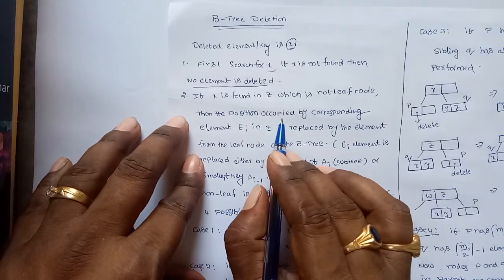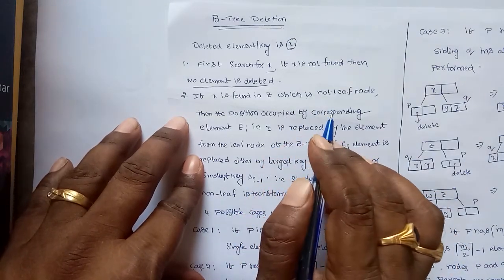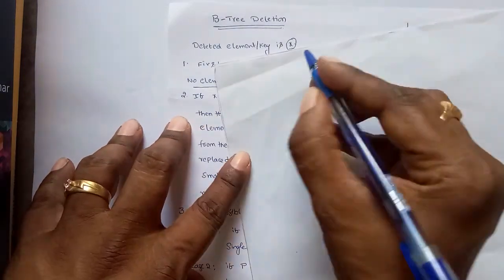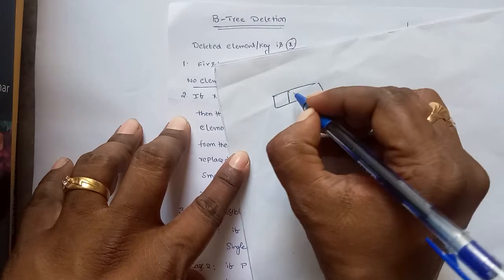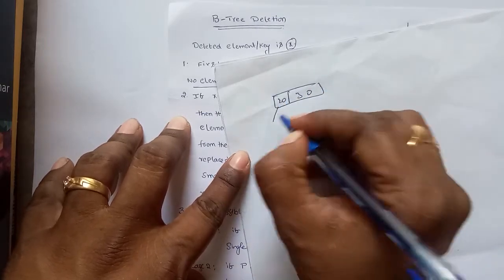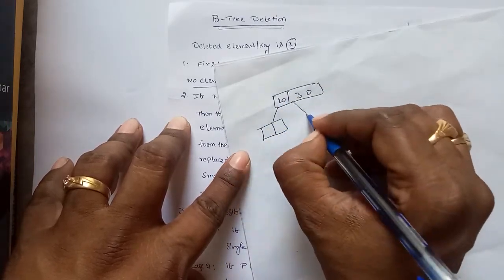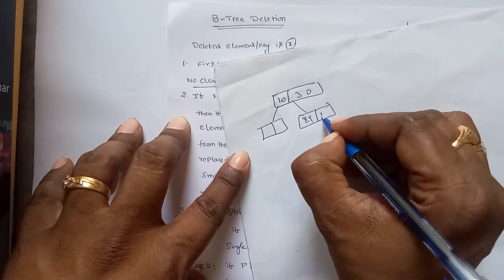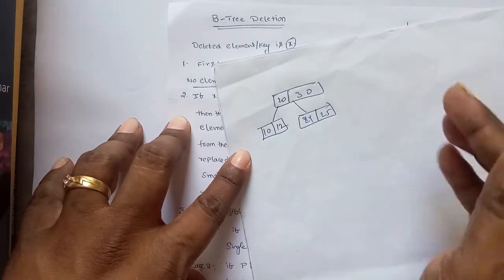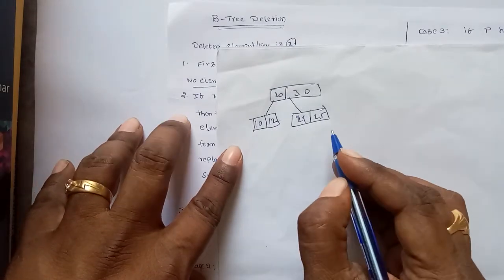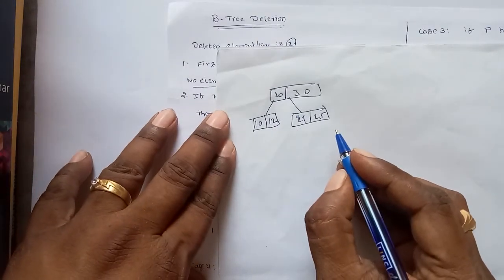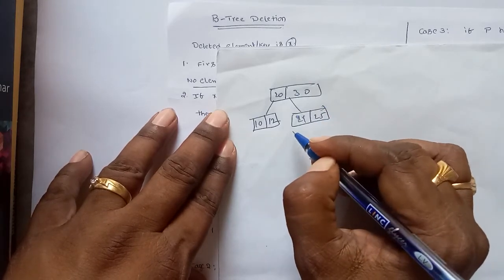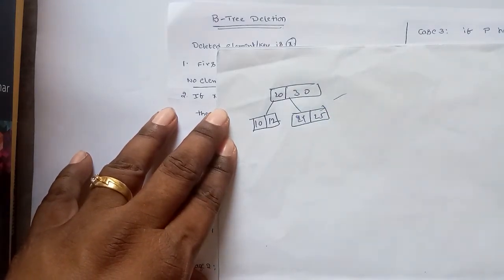Suppose our element to be deleted is not at the leaf, for example, a tree with 20, 30, 21, 25, 10, 12. If we want to delete element 27, first we search for 27. Here 27 is not found, so no element is deleted.